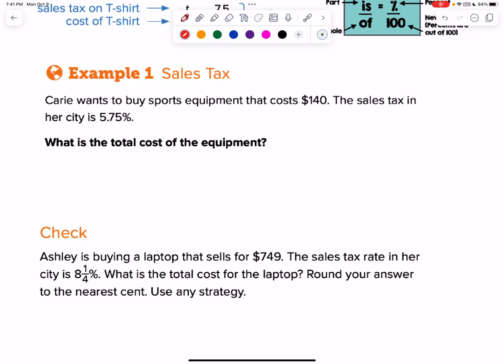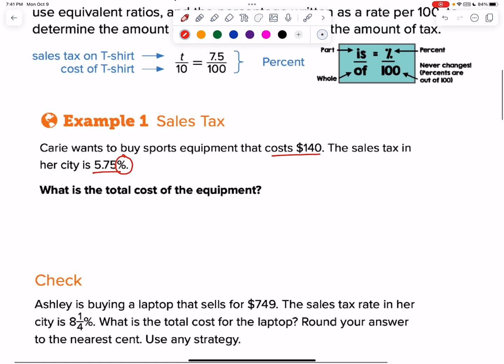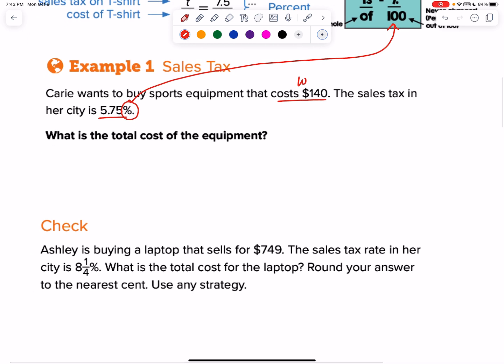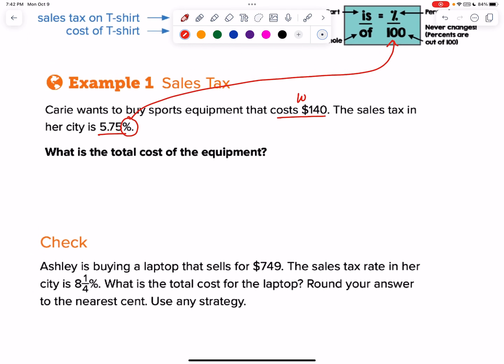For this one, Carrie wants to buy sports equipment that costs $140. The sales tax in her city is 5.75%. If you see the percentage, then you know that it goes right here, every single time. And I know that if it costs 140, that's my whole. It's definitely not the tax. So let's put these pieces where they belong in the proportion.